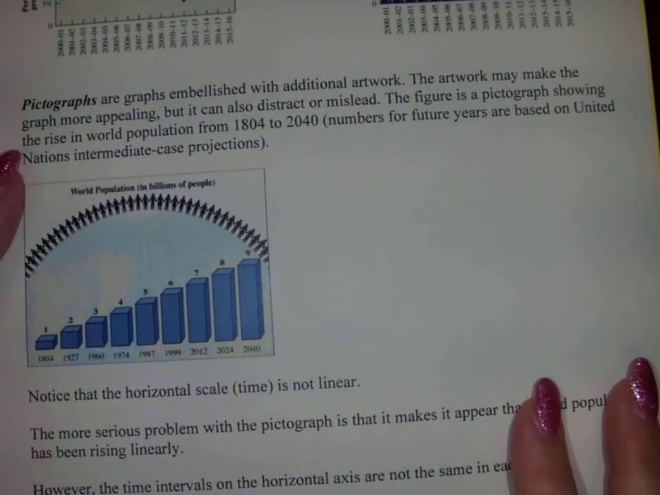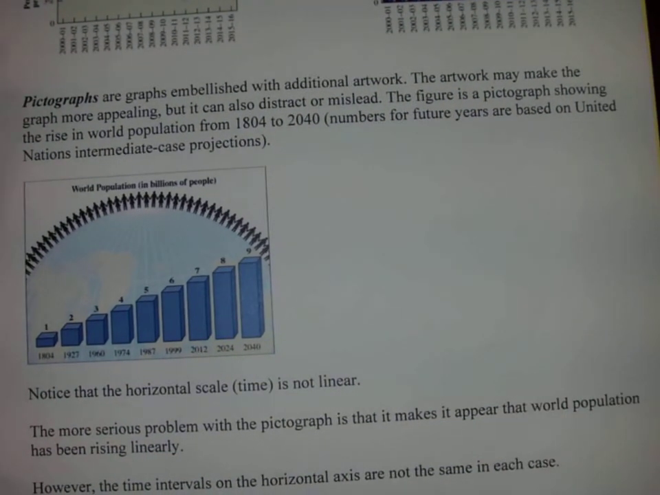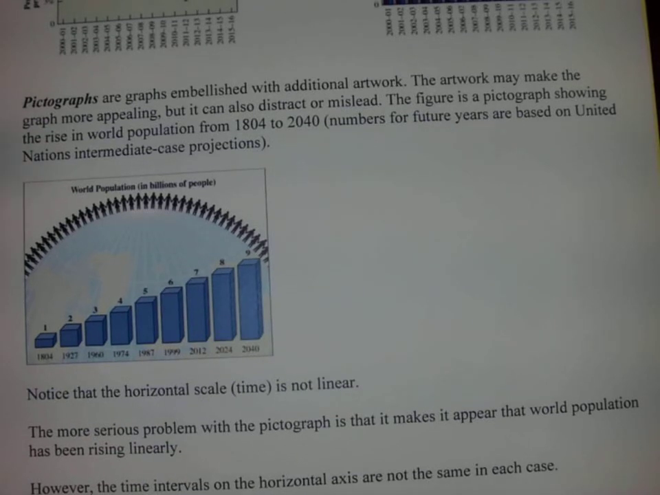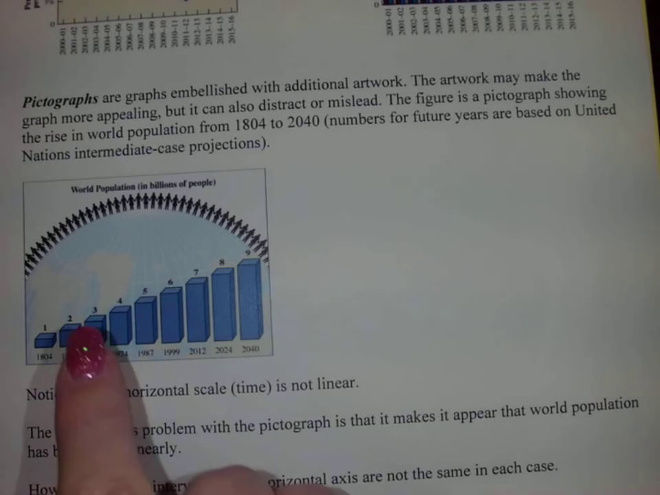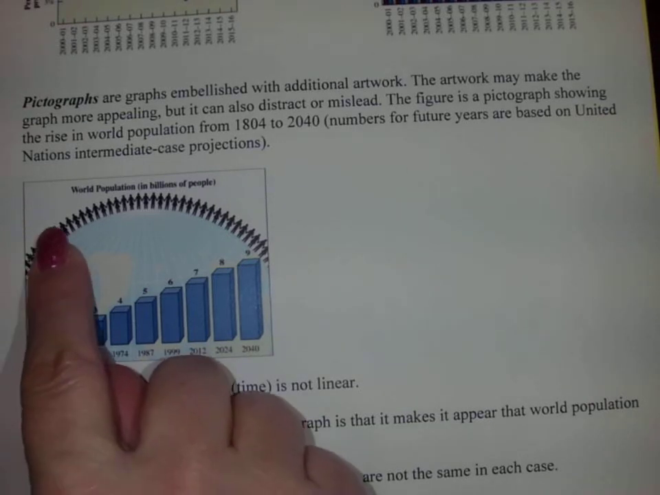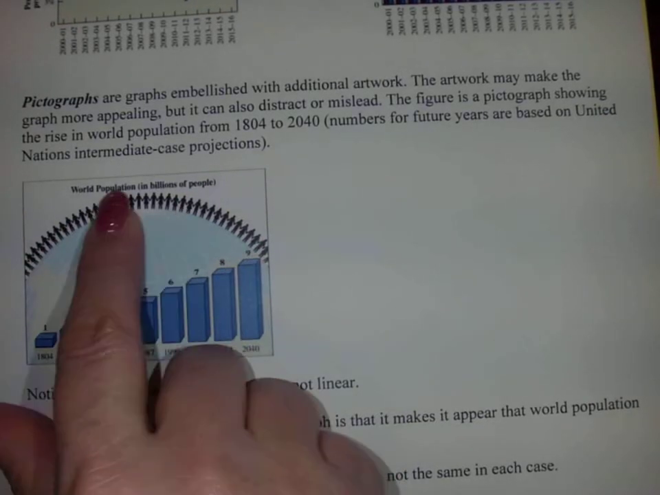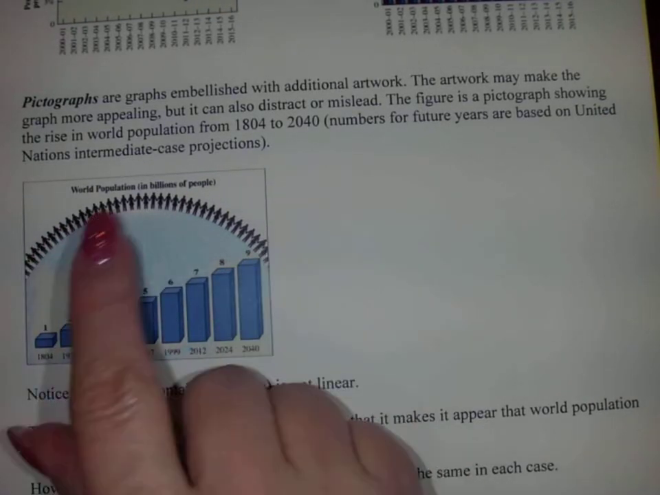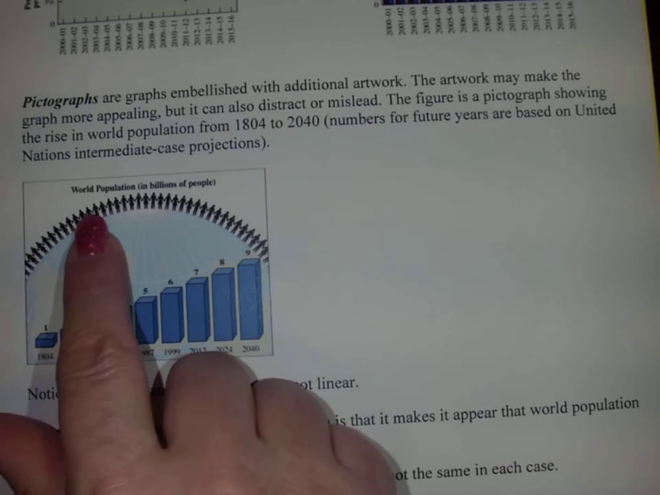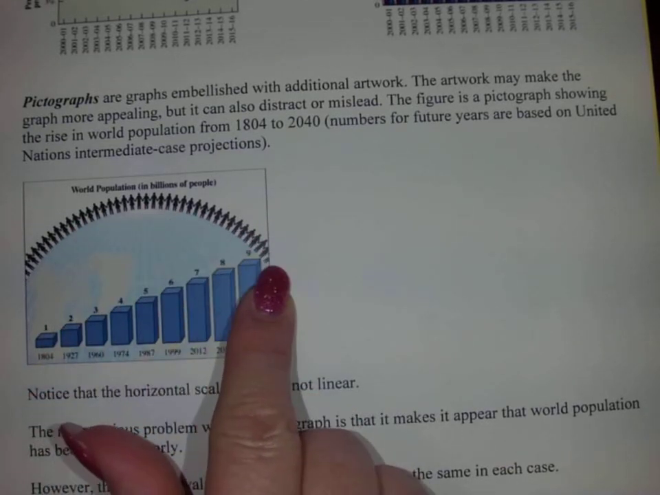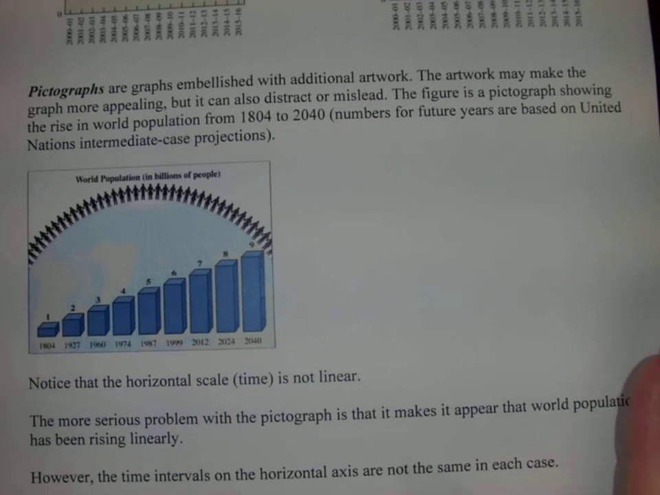Our last graph here is a pictograph. And graphs are established, they are embellished with additional artwork. So it can make it more appealing, but it can also distract you or mislead you. So in this one here, we've got the population going up here over the top. So it looks like, if you're looking at, oh, the people, it went up and now the population's maybe going down. So be careful of that.